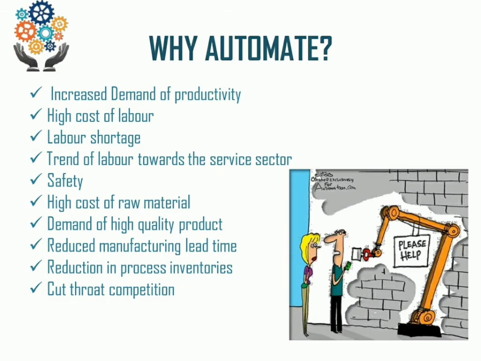Then the high cost of raw material. Due to the high cost of raw material, in manual operations a high wastage of raw material is observed. To avoid that high wastage, industry is looking towards automation as the best alternative to save raw material optimally and utilize it at its highest level.